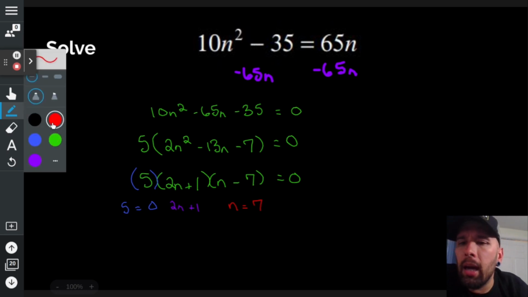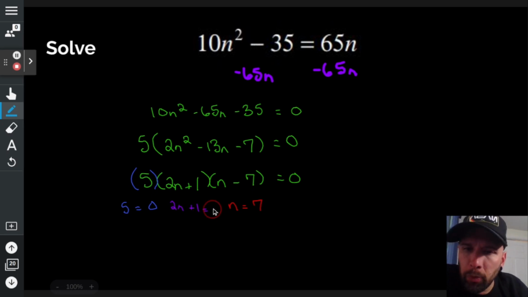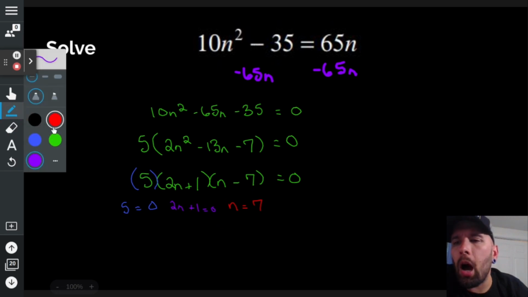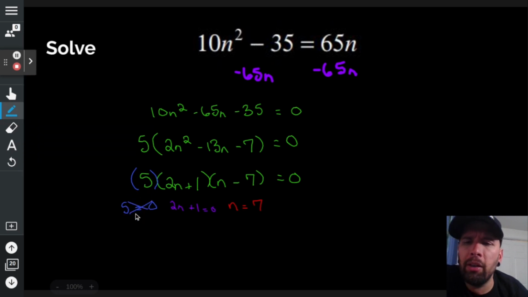Okay? Now, going back over here to where it's blue, I wrote out 5 equals 0. Is 5 equals 0? No. So this guy right here, what's my solution? There is none. Ignore it. If you don't have a letter attached, you're not going to have a solution. That 5 is just kind of there to exist.